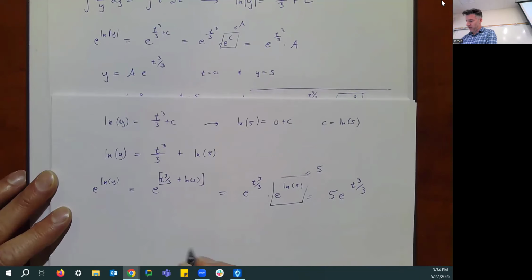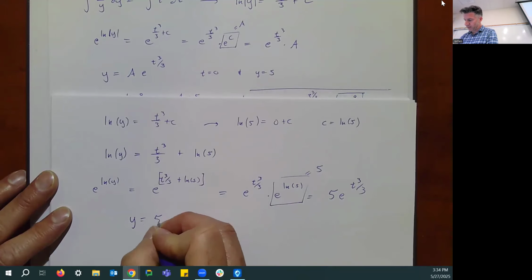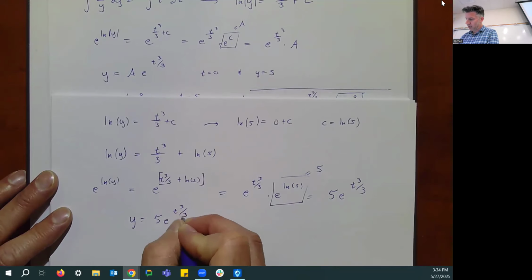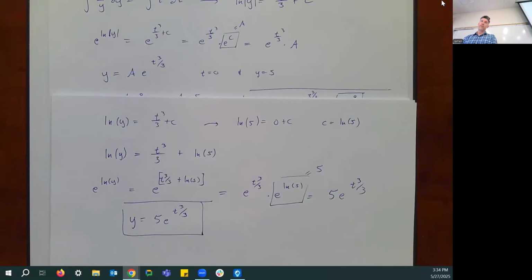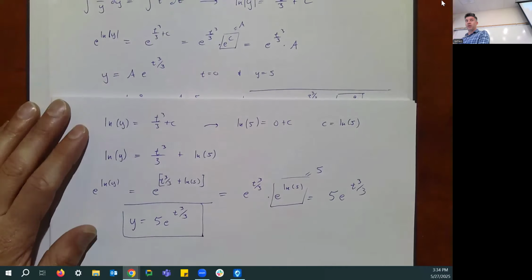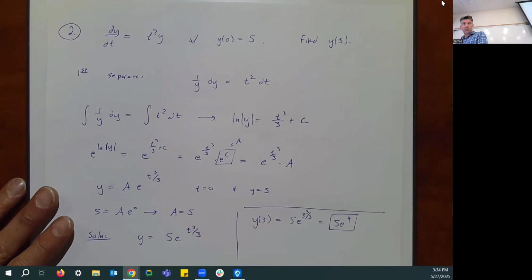I'm not saying it's terrible to do it this way. I'm just saying it is a little more work. But either way, you should get to this particular solution. And then you can plug in whatever thing they've asked you to plug in to answer the question. But again, if it were me, I would do it this way, not the other way.